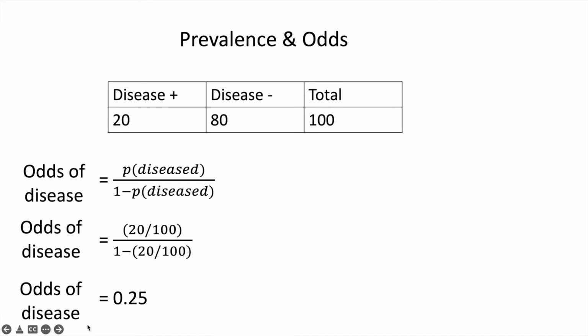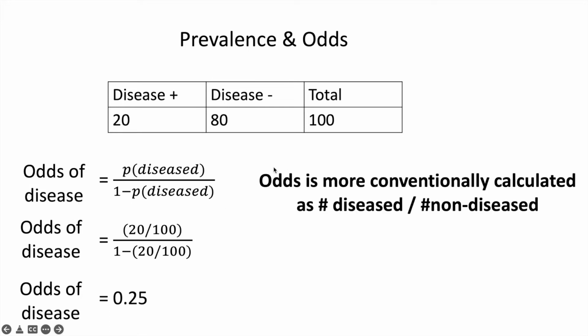But whenever you're talking about odds, you're never going to go through that. It's not that much in general, but you can make it even shorter. Generally with odds, we just do number diseased over number not diseased. And that's because technically that's what this boils down to, and that's a lot faster than calculating the prevalence and 1 minus the prevalence. And I'm going to show you why 20 over 80 will get you the same answer.